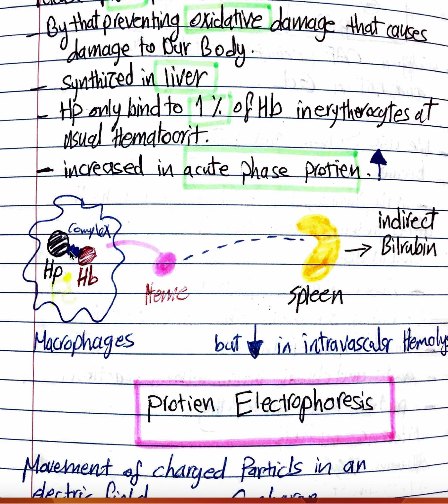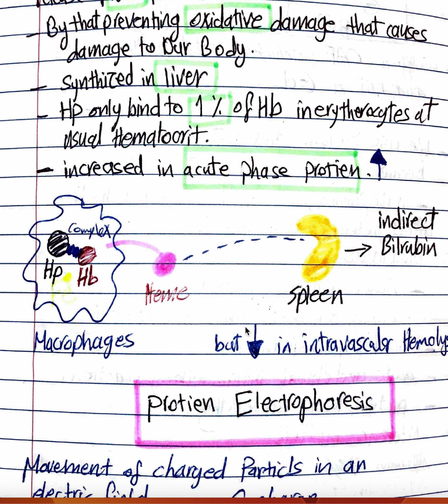As we can see here, the haptoglobin binds to the free hemoglobin, and the macrophages take this heme and go to the spleen, and then that leads to the production of indirect bilirubin. What's so important? Yes, it is a sensitive marker, but that does not mean exactly that it will increase. No, it decreases in intravascular hemolysis, because intravascular hemolysis leads to the breakdown of the RBCs, release of the hemoglobin, and then it will be free hemoglobin.